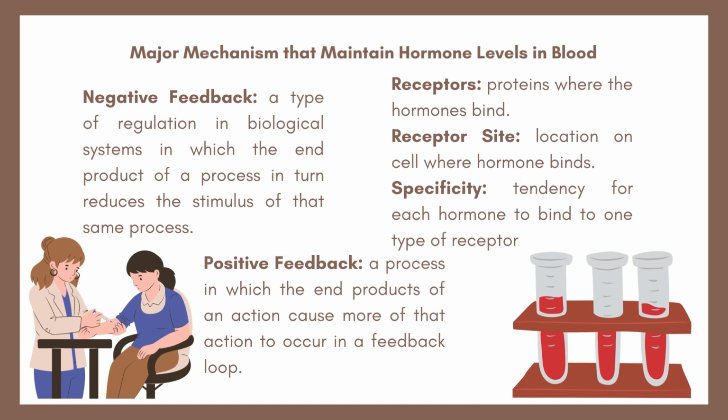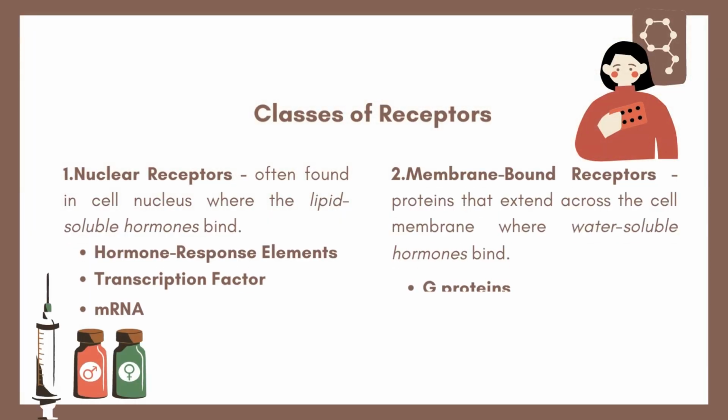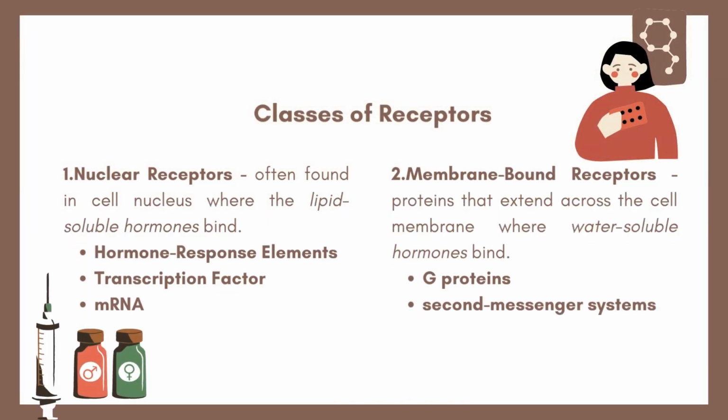Receptors are the proteins where the hormones bind. The receptor site is the location on the cell where a hormone binds. Each receptor's characteristics allow only a specific type of hormone to bind to it. Specifically, each type of hormone tends to bind to one type of receptor. There are two classes of receptors. They are nuclear receptors and membrane-bound receptors.